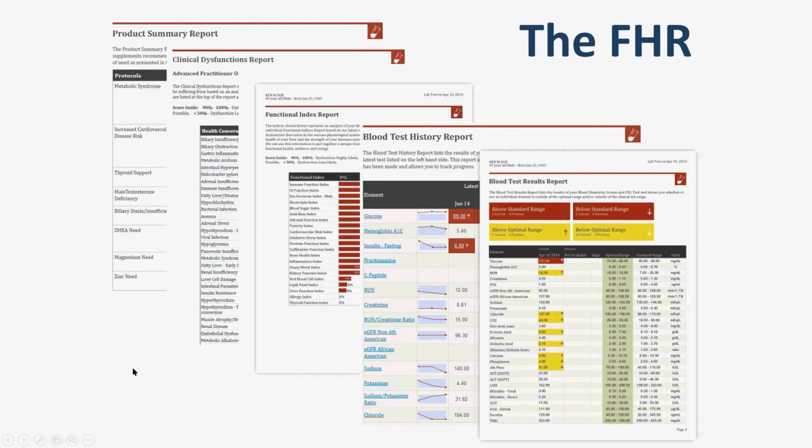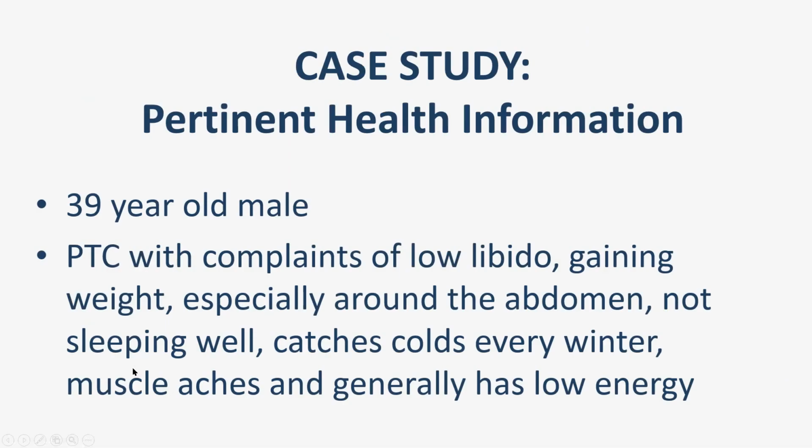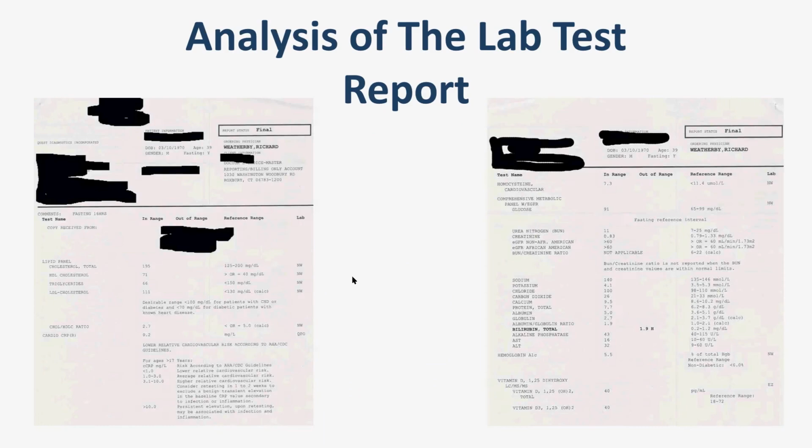So if we go back here quickly, this is what he's coming in with. So what we saw was that the main blood test report didn't really give us very much that we can help with this guy. But now that we've looked at it through the functional lens, we can sort of explain, yeah, the low libido and the gaining weight, especially around the abdomen, probably has a lot to do with this testosterone imbalance. Not sleeping very well, catching colds every winter. His immune system's challenged. He's got low energy. There's definitely some things going on with his blood sugar regulation. We need to work with his diet and that type of thing.